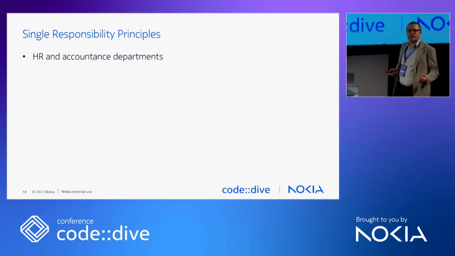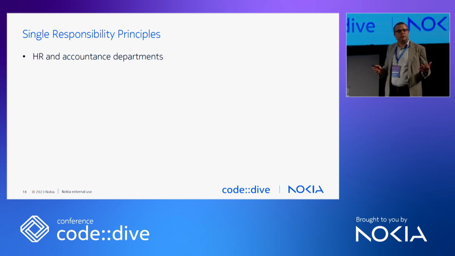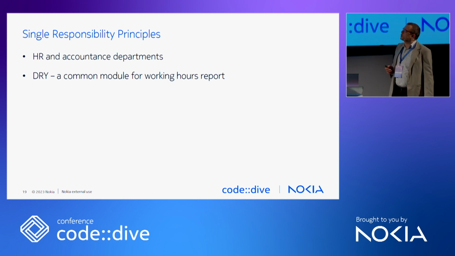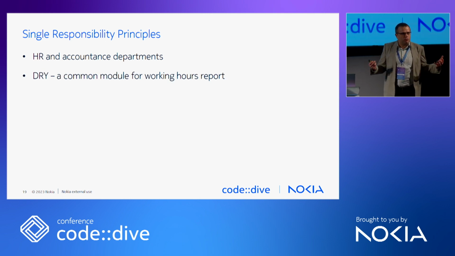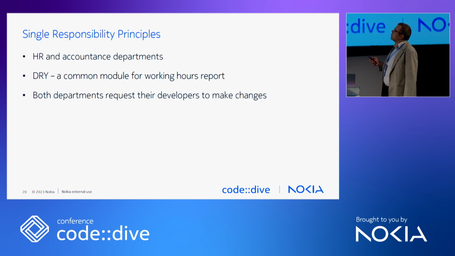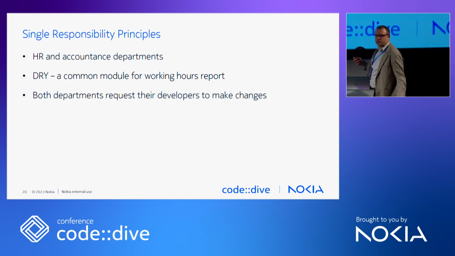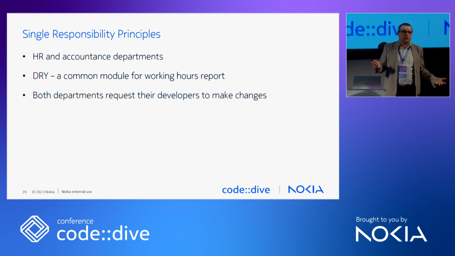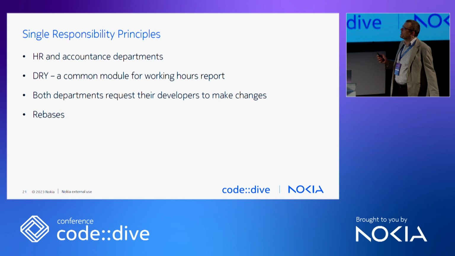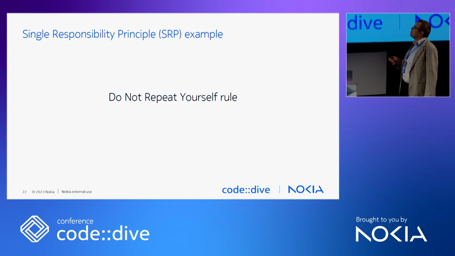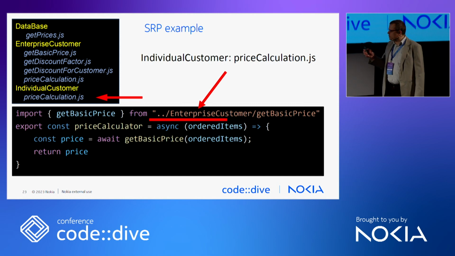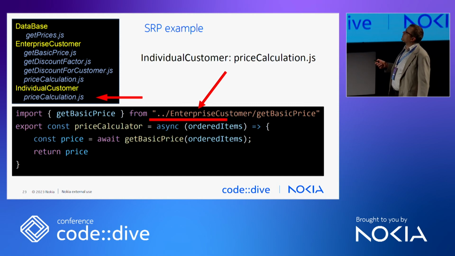Suppose there is an HR department in some company and an accountants department. And because of the don't repeat yourself rule, they share a common module, working hours. And both departments would like to have a change to this module at the same time. Of course, those developers will meet in a rebase with many conflicts. The same company sells parts to individual customers and enterprise customers.